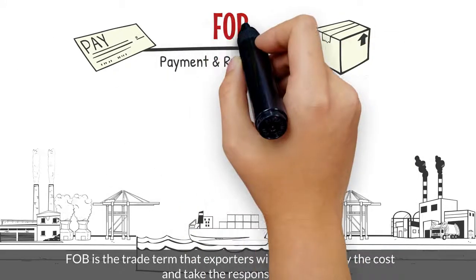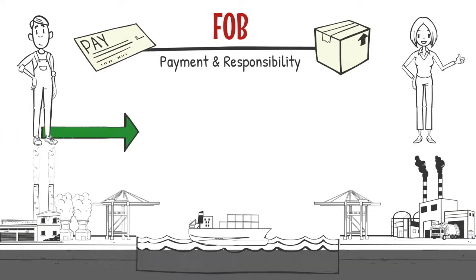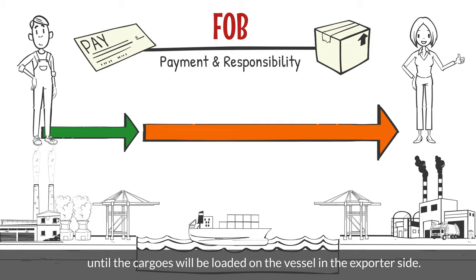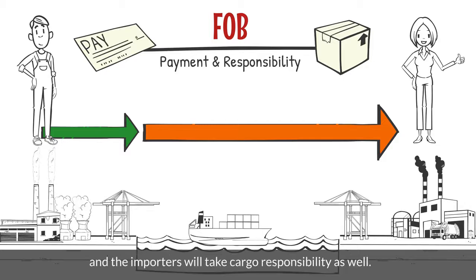FOB is the trade term where exporters will arrange to pay the cost and take the responsibility until the cargoes are loaded on the vessel on the exporter side. And then importers will arrange to pay all costs, including ocean freight and delivery fee to the importing places, and the importers will take cargo responsibility as well.